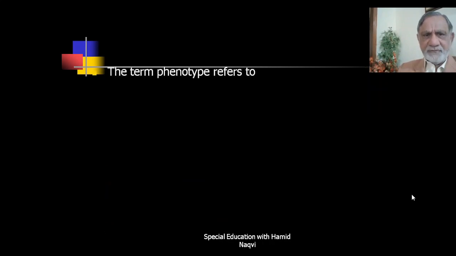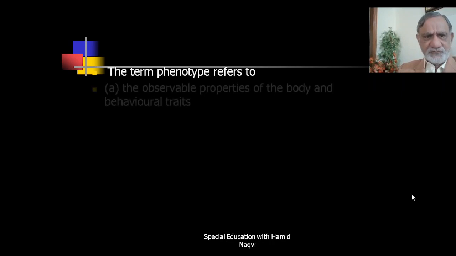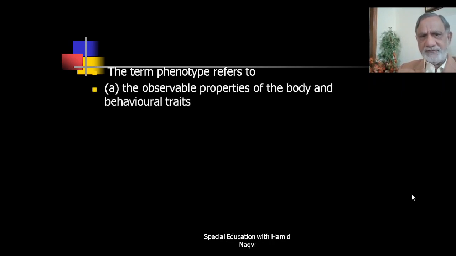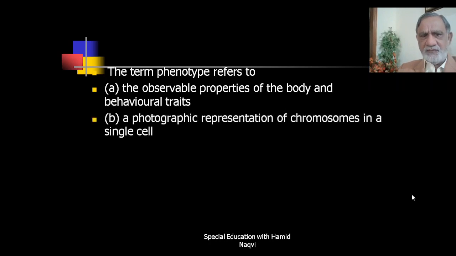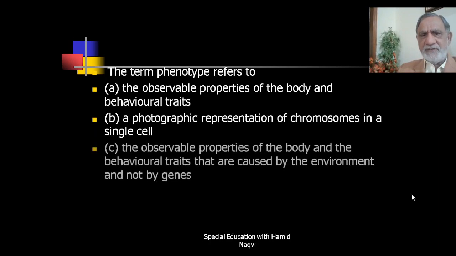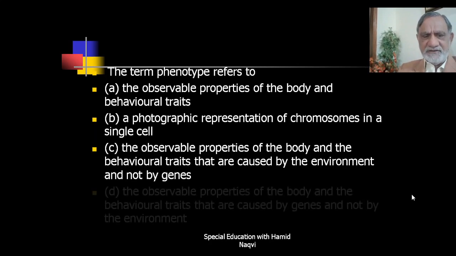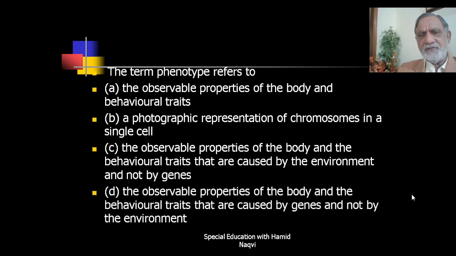The term phenotype refers to the observable properties of the body and behavioral traits, a photographic representation of the chromosomes in a single cell, the observable properties of the body and the behavioral traits that are caused by the environment and not by the genes, or the observable properties of the body and the behavioral traits that are caused by the genes and not by the environment. The correct one is the first one.